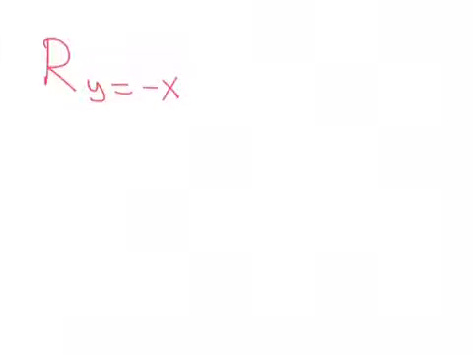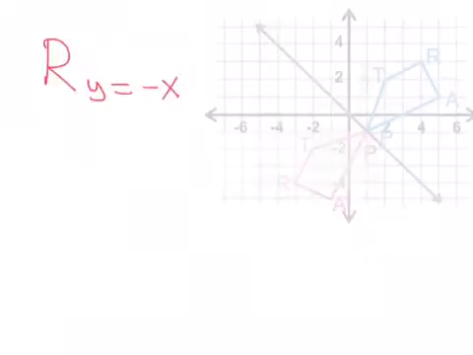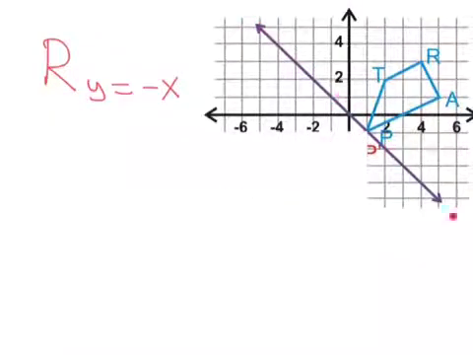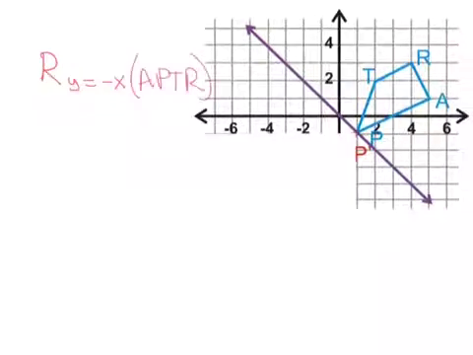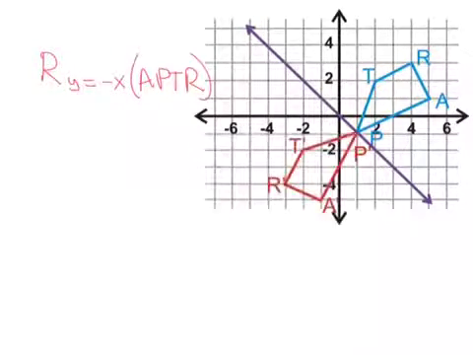Now let's look at the reflection about the line y is equal to negative x. So here's our line y is equal to negative x. Notice it's got a negative 1 slope. So we are looking at the reflection about the line y is equal to negative x and our figure APTR. And that reflection will yield this image, A prime, R prime, T prime, P prime. And let's go ahead and put down the coordinates so we can study those.